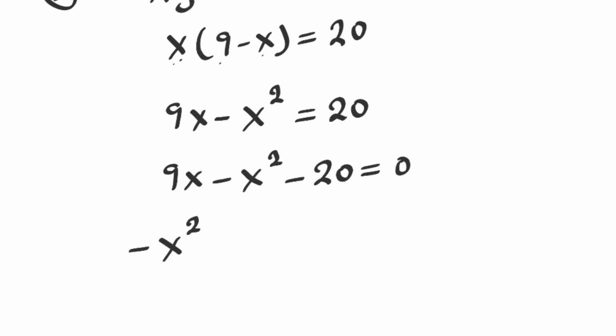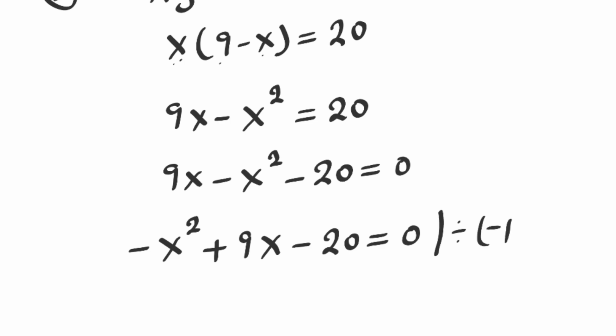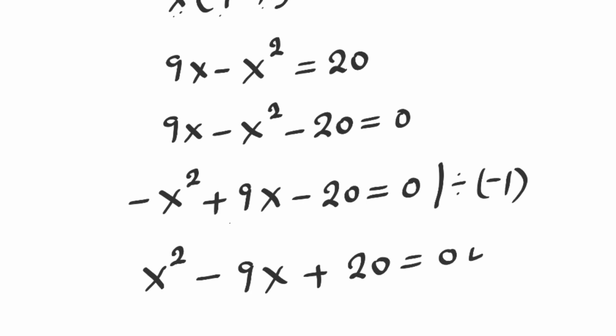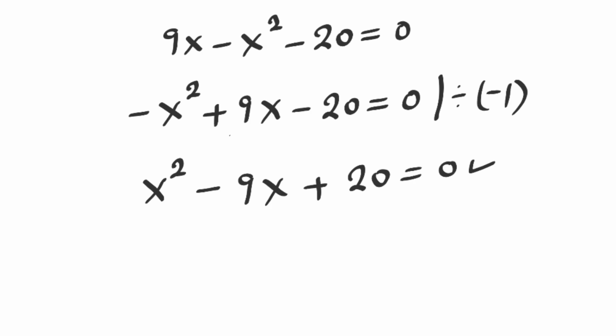Minus x squared plus 9x minus 20 is equal to 0. Let us divide the whole of this equation by minus 1. Minus x squared divided by minus 1 will give x squared. Plus 9x divided by minus 1 will give minus 9x. Minus 20 divided by minus 1 will give plus 20 is equal to 0. This is a quadratic equation. Let us solve this using factorization method.